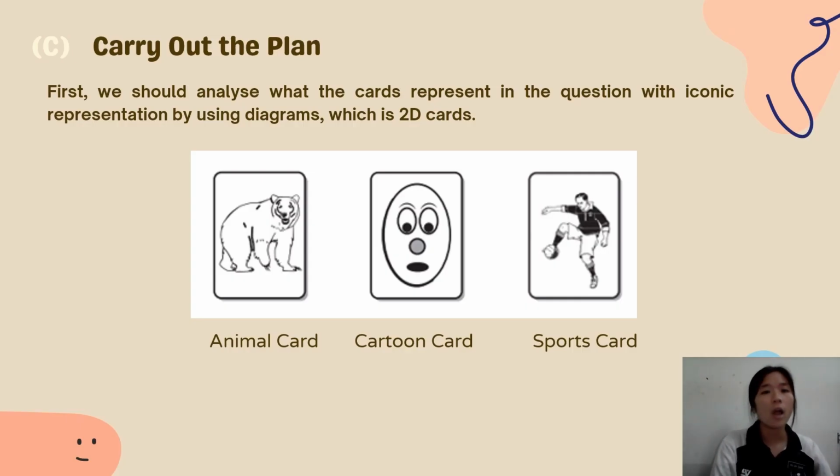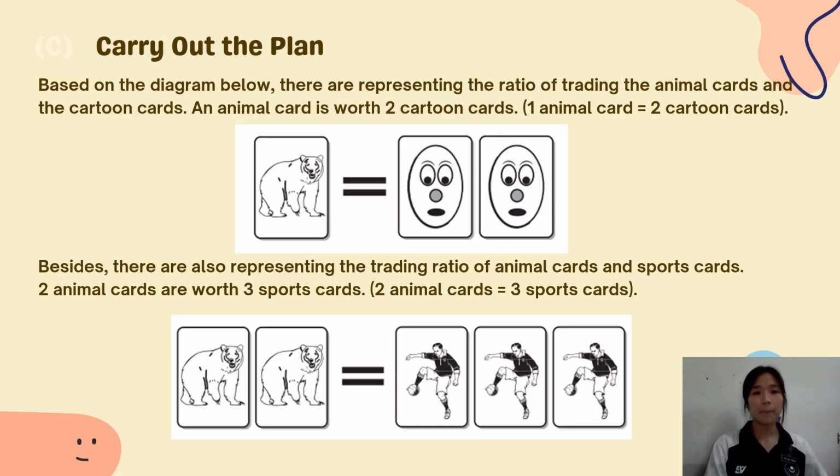The third stage of the Polya method is carrying out the plan. First, we should analyze what the cards represent in the question with iconic representation by using diagrams, which are 2D cards. Here we have 3 cards. The first picture represents the animal card, the second is the cartoon card, and the third is the sports card. The diagram below represents the ratio of trading the animal cards and the cartoon cards. An animal card is worth 2 cartoon cards. It means that 1 animal card is equal to 2 cartoon cards, as shown in the diagram.